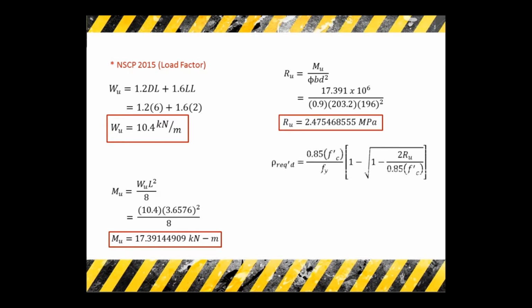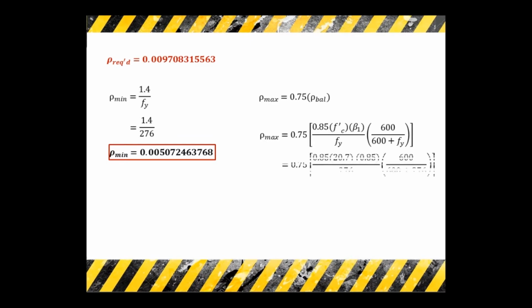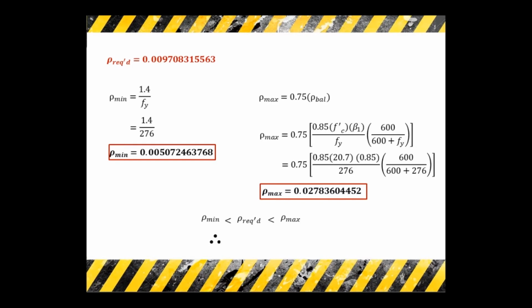Using the coefficient of resistance, we will now calculate the rho required for the design of the beam. After getting the rho required, we will check if it passes the NSCP standards using the rho min and the rho max. The rho required must be greater than or equal to the rho minimum and less than or equal to the rho maximum. And since our rho required is in between the rho min and rho max, our rho required is okay.